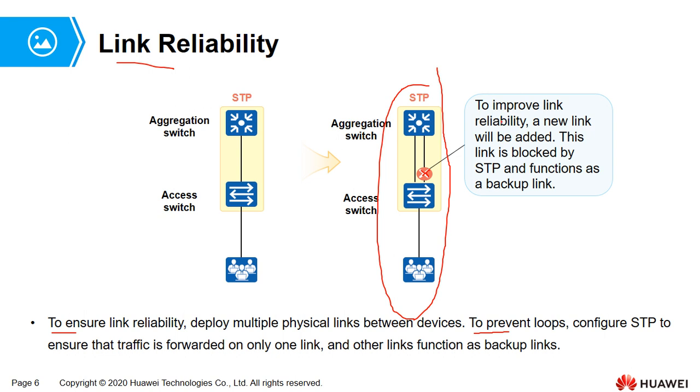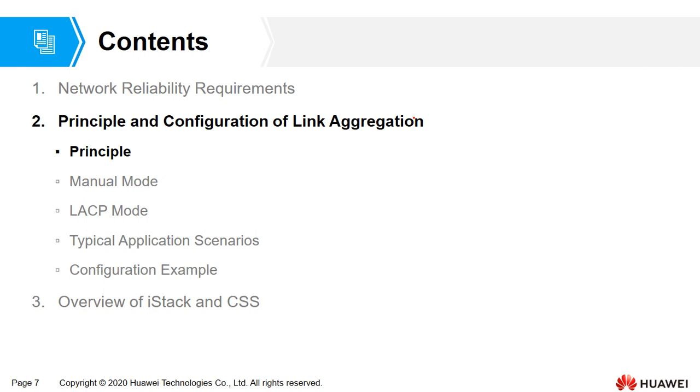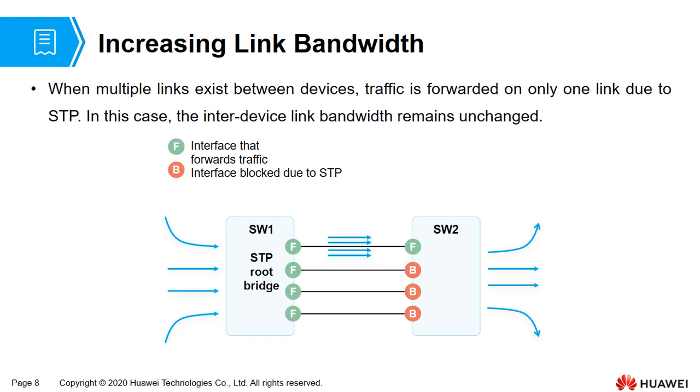To improve link reliability, a new link will be added. This link is blocked by STP and functions as a backup link. Link aggregation, or Eth-trunk, solves this problem. Principle: increasing link bandwidth. When multiple links exist between devices, traffic is forwarded on only one link due to STP in this traditional solution. In this case, the inter-device link bandwidth remains unchanged.